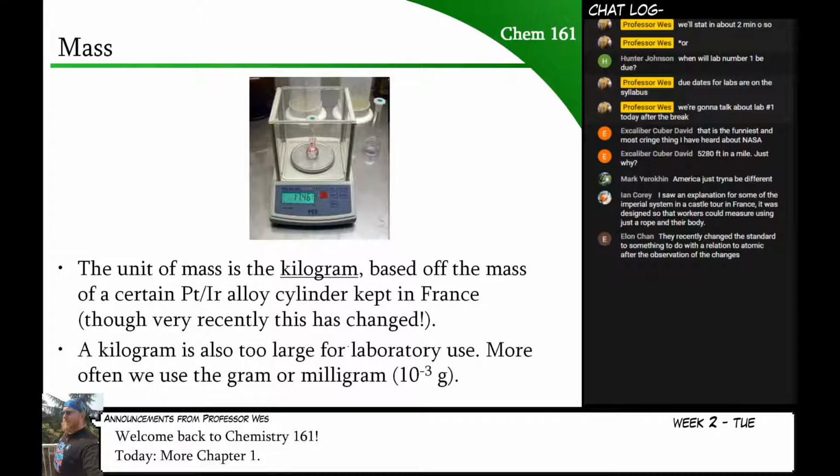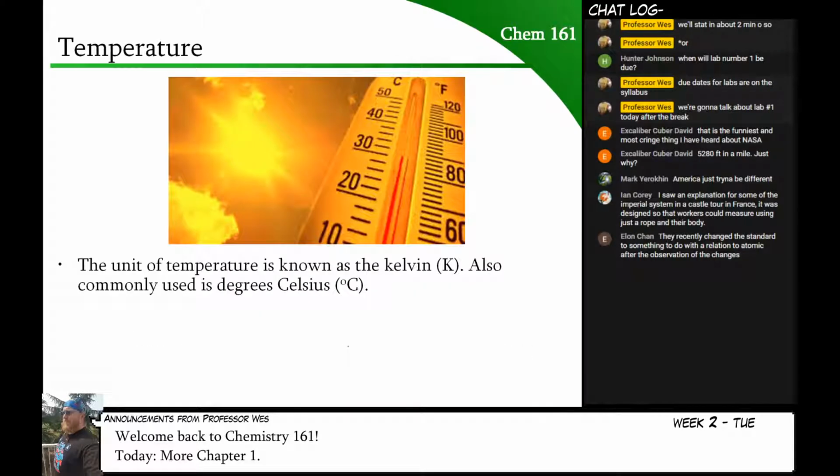Relation to atomic after the observation of the changes. That doesn't ring any bells to me, unfortunately. That actually makes me think of time, which we're going to talk about in a second with cesium-131 transitions.